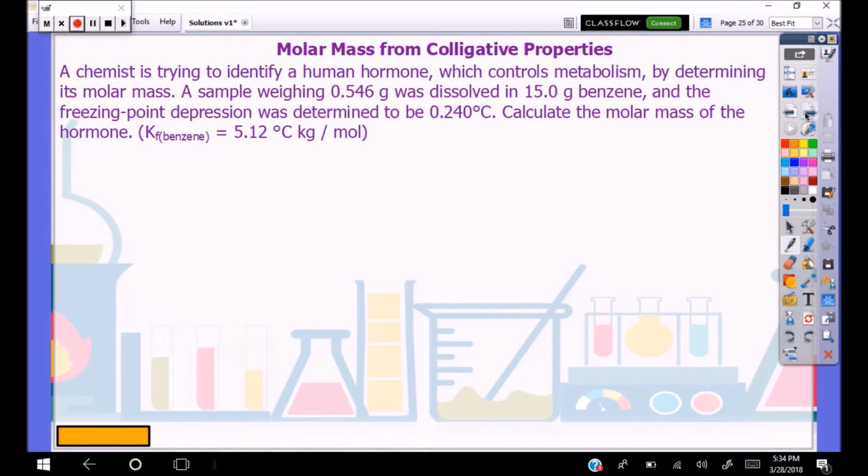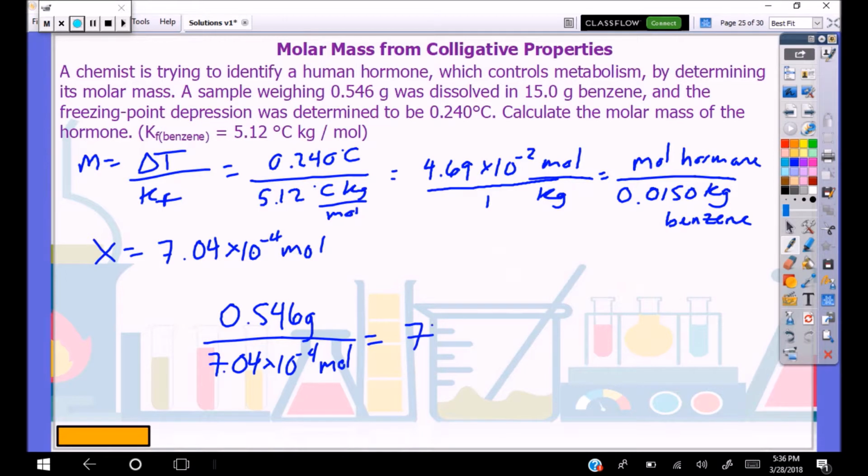So let's do it. And I get a really large mass of 776 grams per mole, which is okay because if we think about it, we're thinking about a hormone, so like things with proteins and things of large mass, it makes sense that we get a large molar mass.